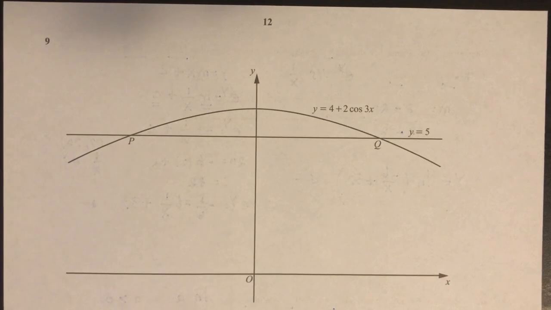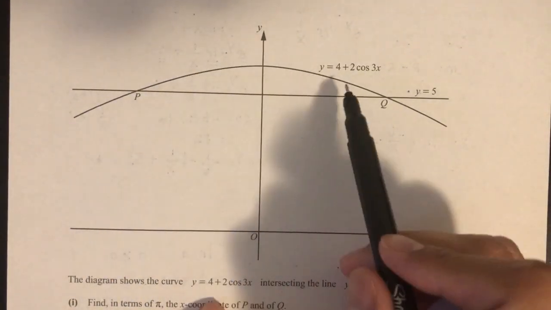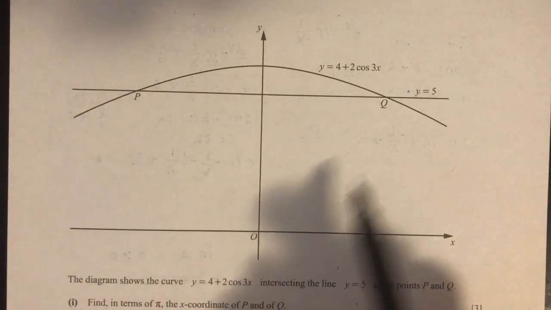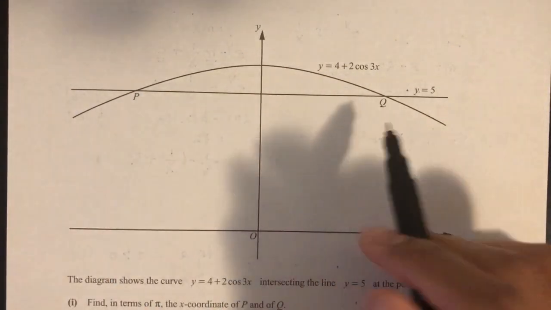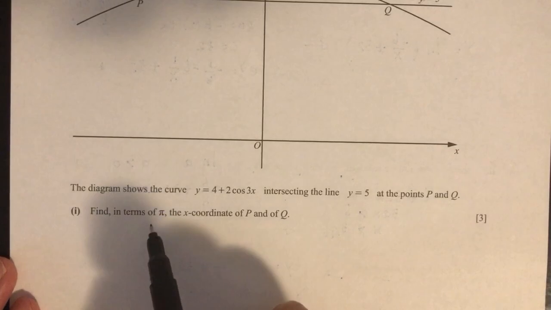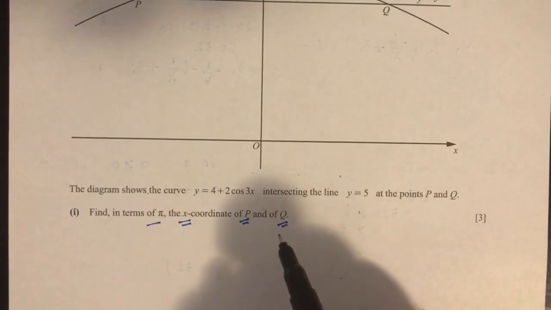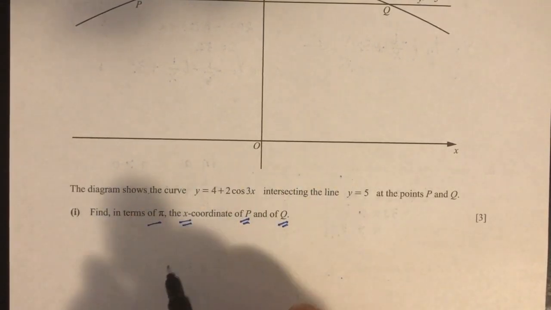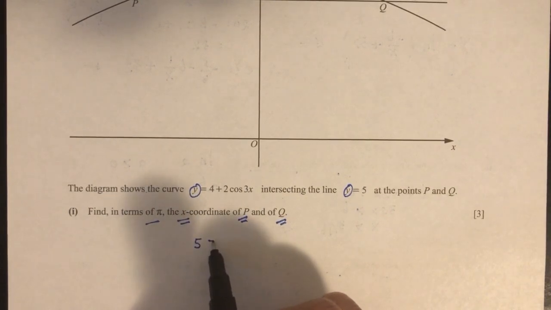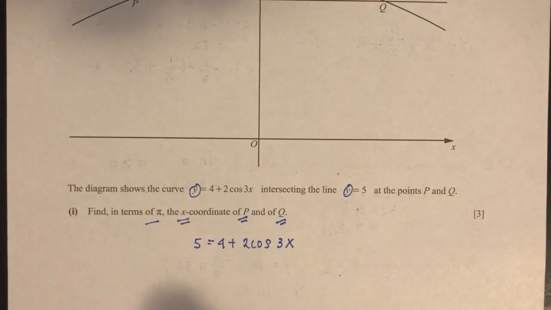On to question number 9. So here we have the diagram shows a curve. This is y equals 4 plus 2 cos 3x right here. And we have this line here, which is y equals 5, that intersects the curve at P and Q. Now, question part 1, find in terms of pi the x coordinates of P and Q. So we just have to find where they meet. So let's do that. So here we have y and y. So 5 equals 4 plus 2 cos of 3x.